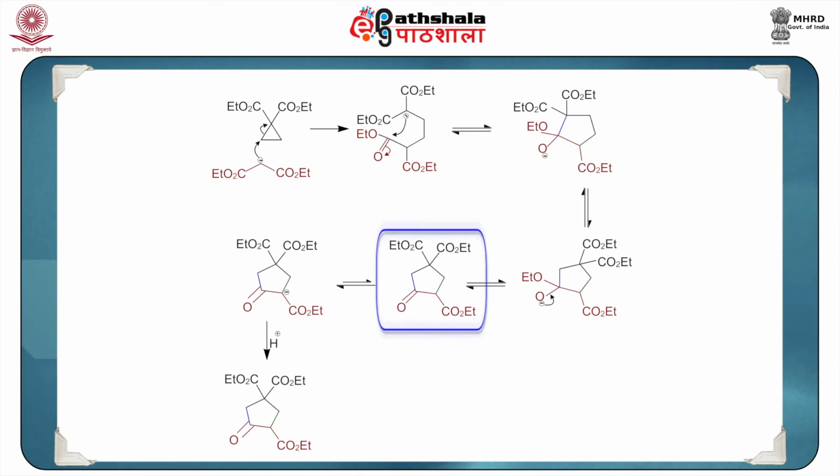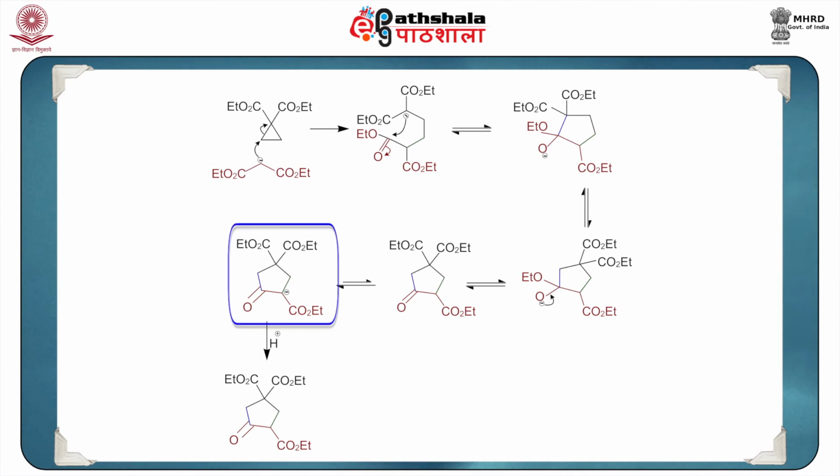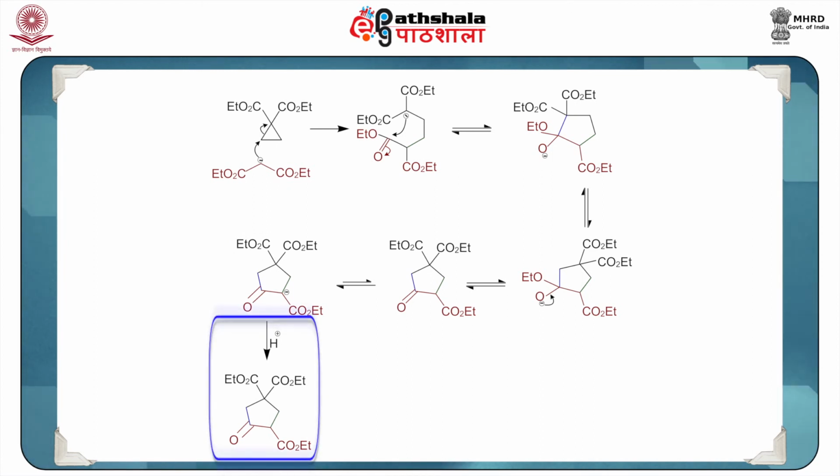thereby giving you this particular keto group in this position. Furthermore, in the basic medium another carbanion is generated, because this CH2 is in between two electron withdrawing groups, this CO and COOEt, and when you work this up with proton it will give you this particular product.